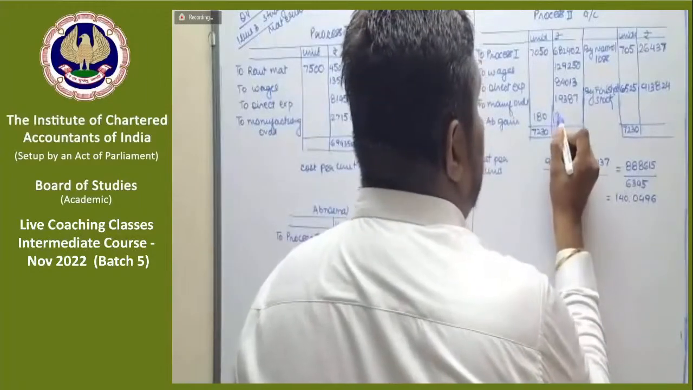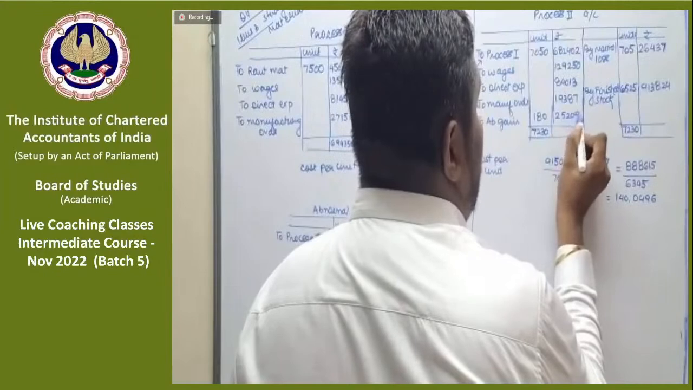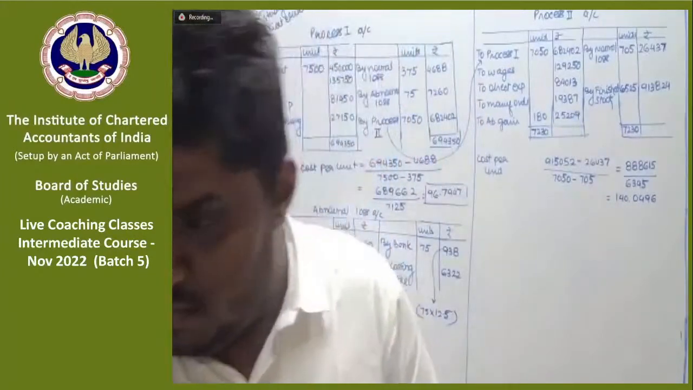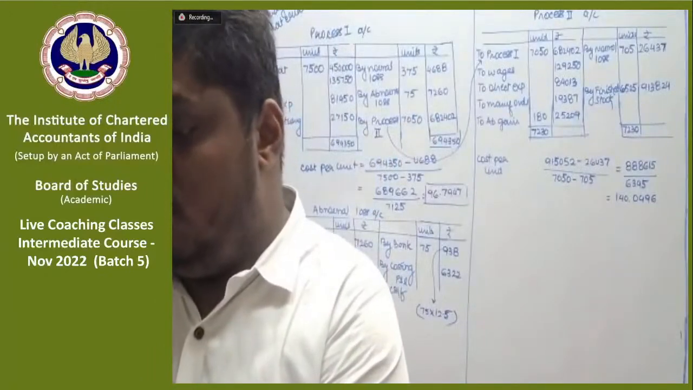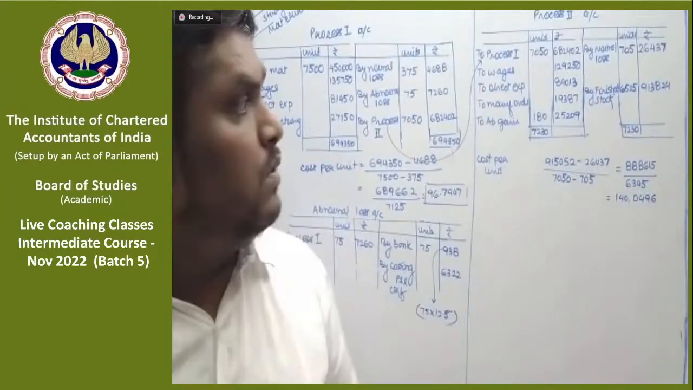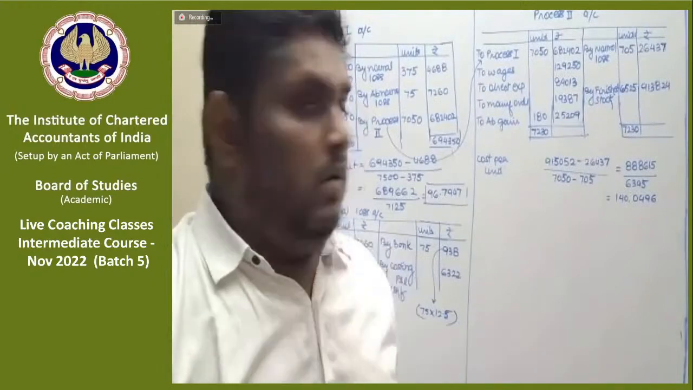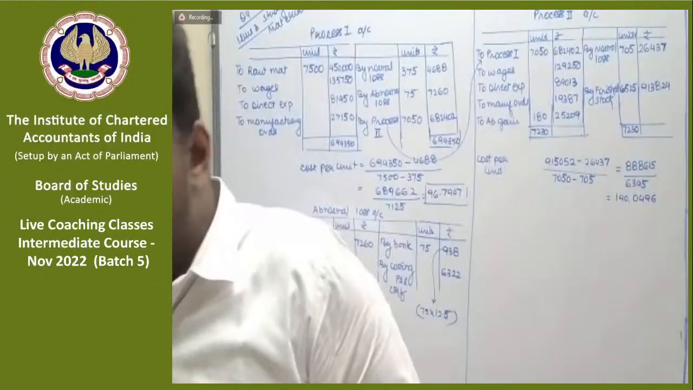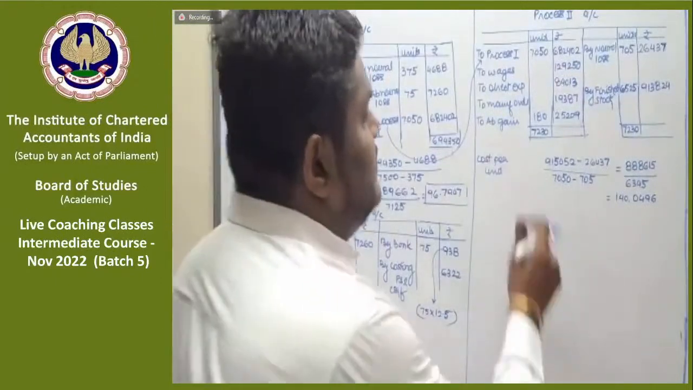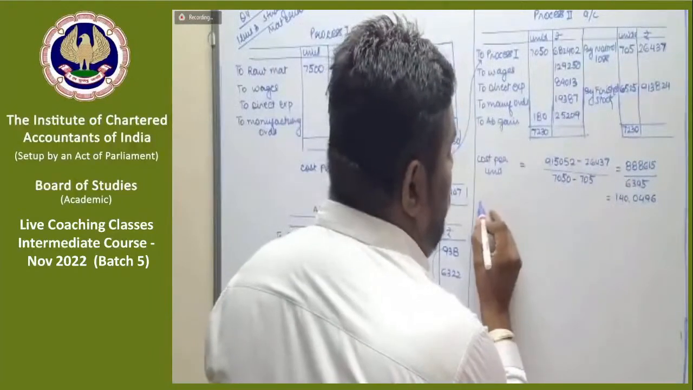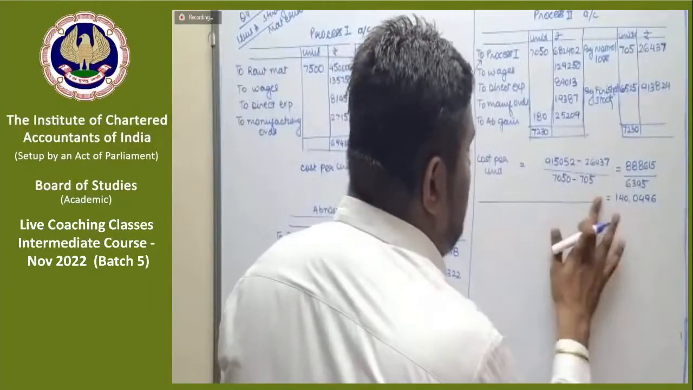This will be 25,209. So this is how we have calculated the cost per unit. Further, we'll prepare abnormal gain account and normal loss account.